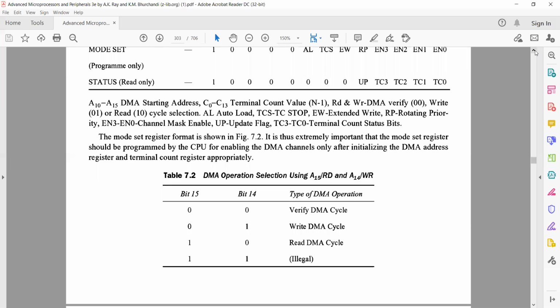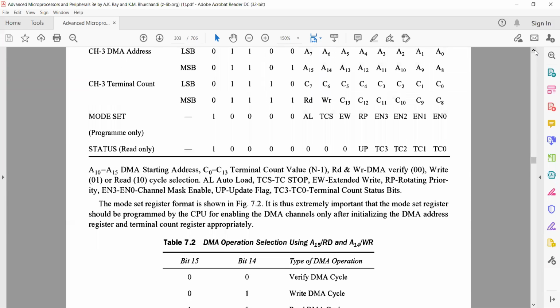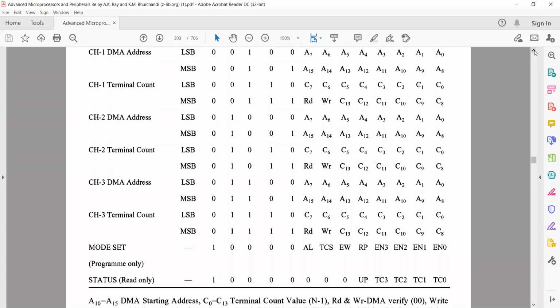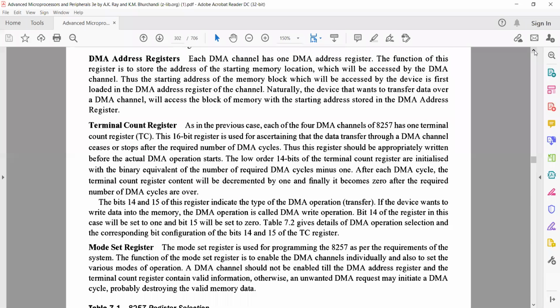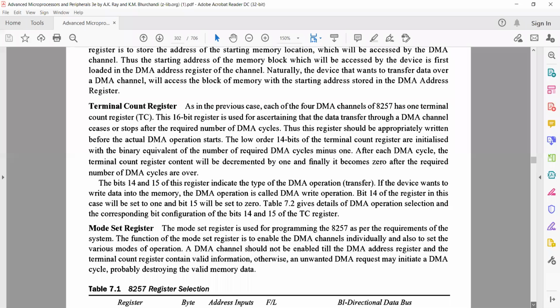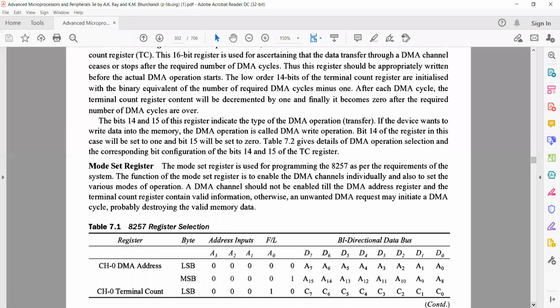We have two more registers to be discussed. One is the mode set register, and the next one is the status register. These two registers we'll discuss in the next class.